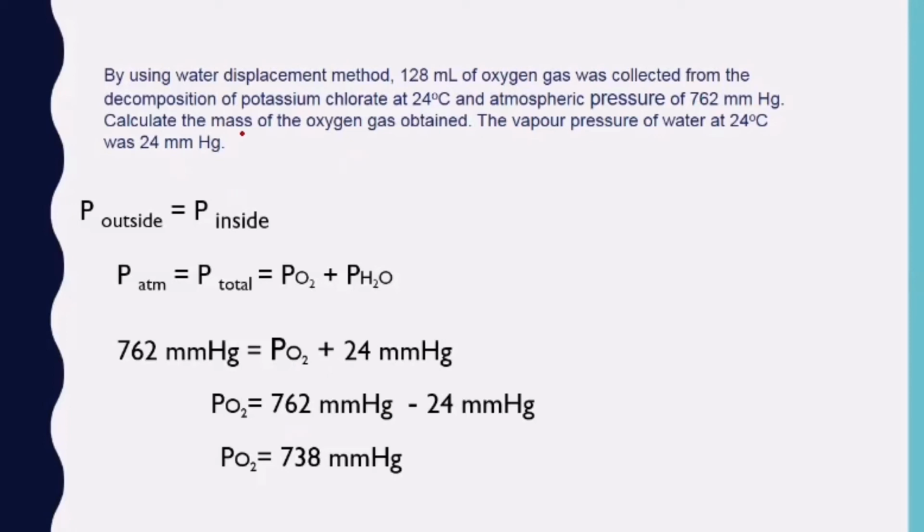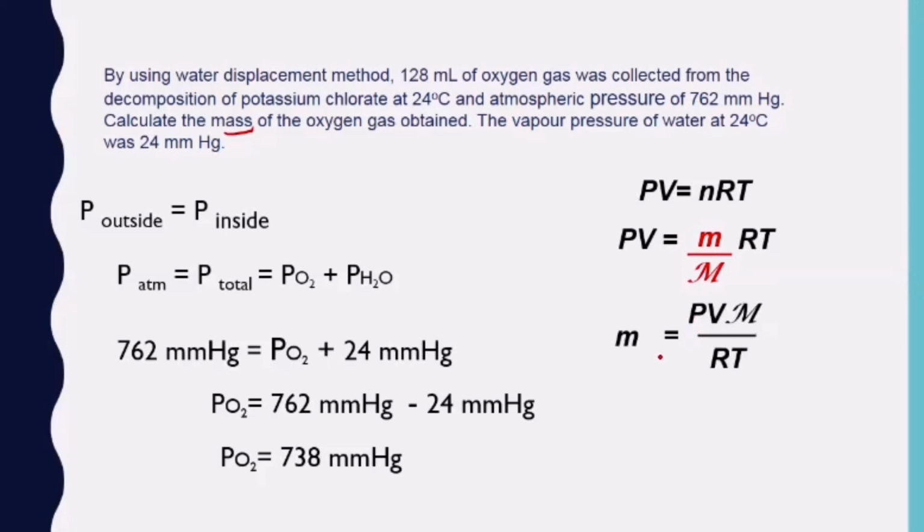Now, the question asks about the mass of oxygen gas. That's why we have to apply the ideal gas equation, which is PV equal to nRT. We have to derive this equation so that we have the mass variable here, n equal to mass over molar mass. Rearrange the equation so that mass is the subject, and now we substitute all the values that we already have from the question.